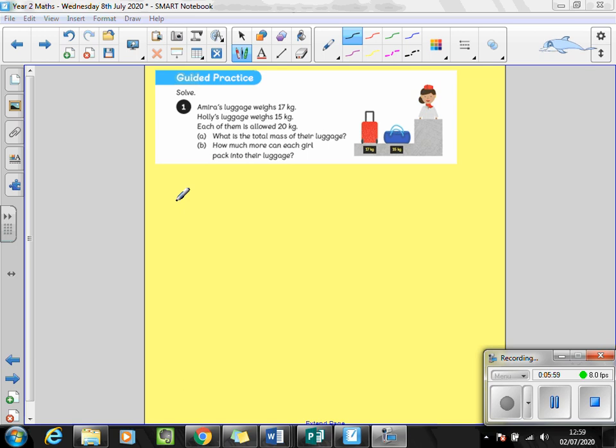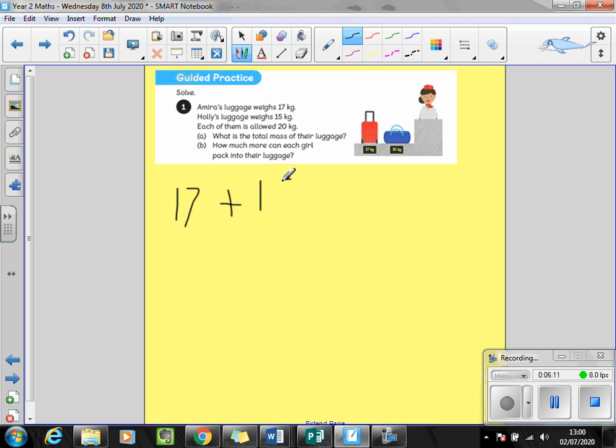So the first question, we want to know what the total mass of their luggage is. Now I can see that Amira's luggage from the information is 17 kilograms, plus Holly's luggage, which is 15 kilograms. Their total mass of their luggage is 32 kilograms. And again, whether you used column addition or whether you used your number bonds, thinking about how you make that 7 into a 10 using some from the 5, the total is 32 kilograms.